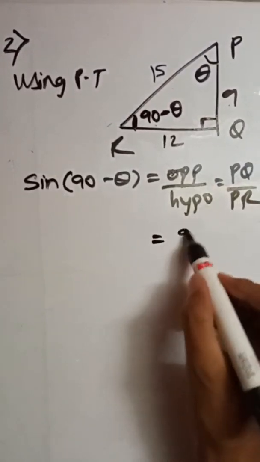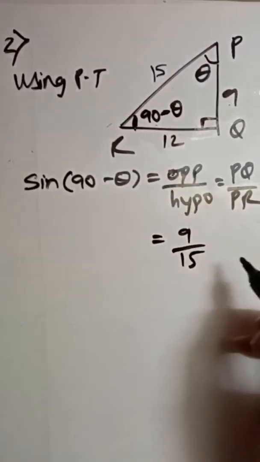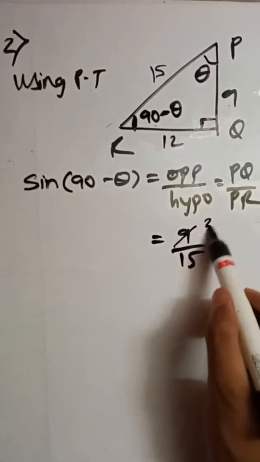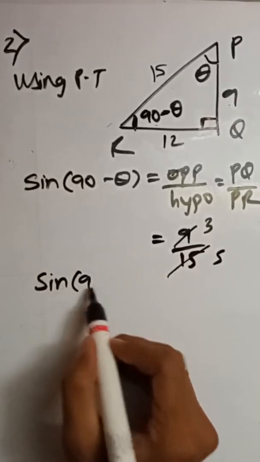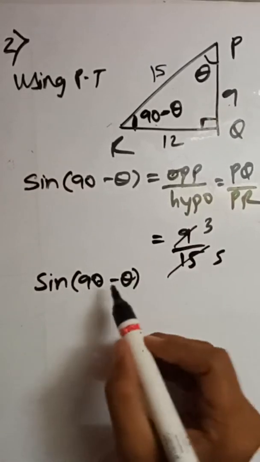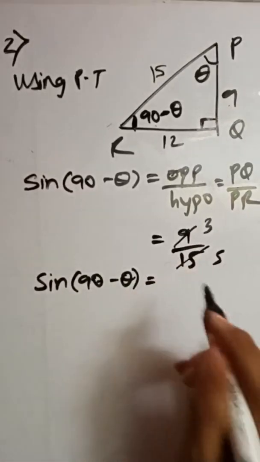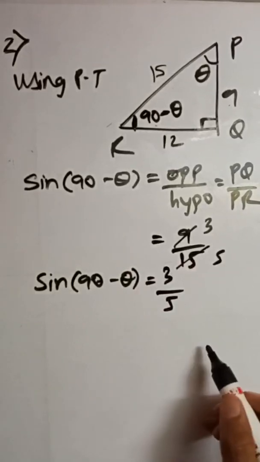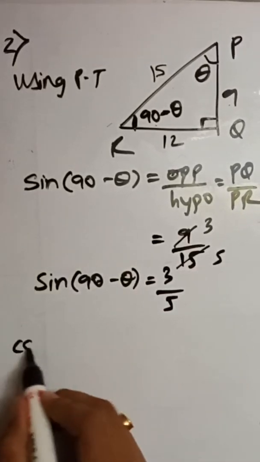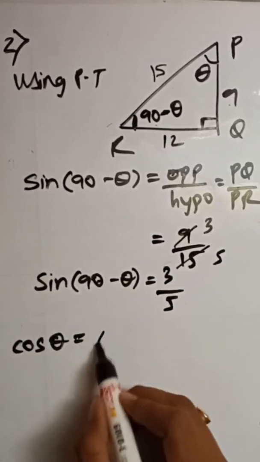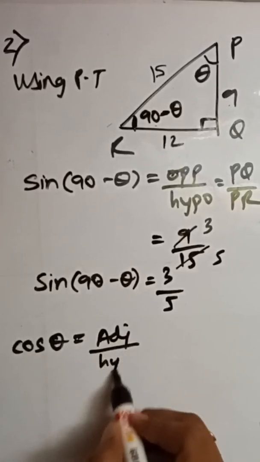PQ is 9 and PR is 15. So cancel it. 3 3s are 9, 3 5s are 15. So you will get sine 90 minus theta as 3 upon 5. Okay. Then we find cos theta, that is adjacent upon hypo.